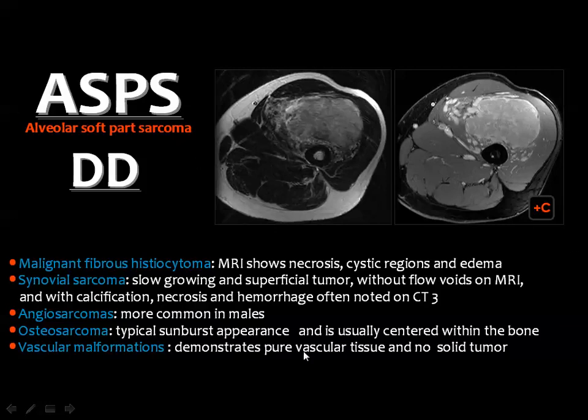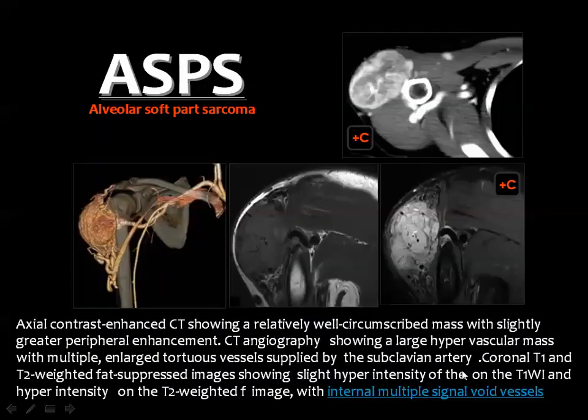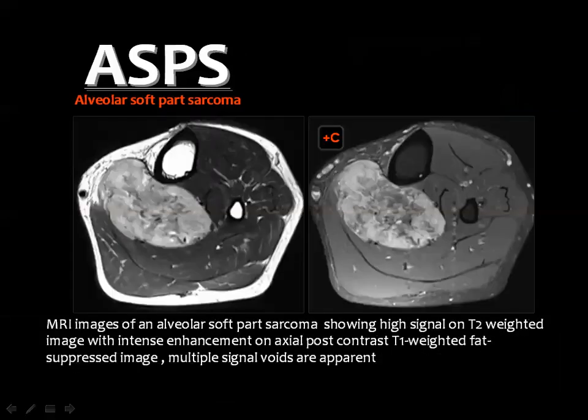This lesion may be differentiated from malignant fibrous histiocytoma, synovial sarcoma, angiosarcoma, osteosarcoma, and sometimes vascular malformation. This is an example of alveolar soft part sarcoma in the shoulder, showing extensive enhancement after contrast injection in the CT and also in MRI, T1 FAT-SAT, post-contrast. You see the signal void vessels, and you see the marked vascularity on CT angiography of this particular tumor.